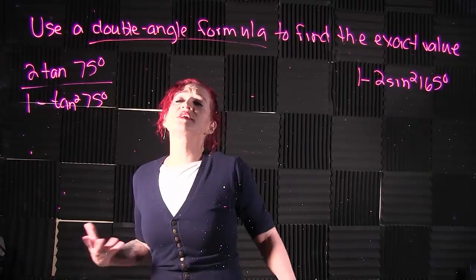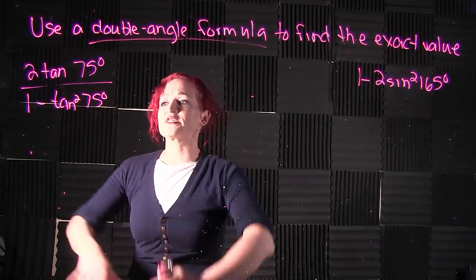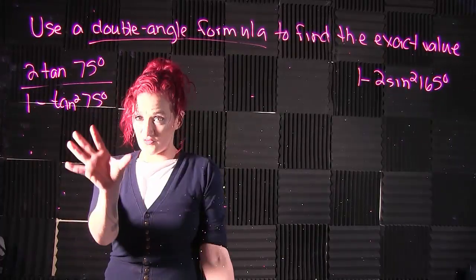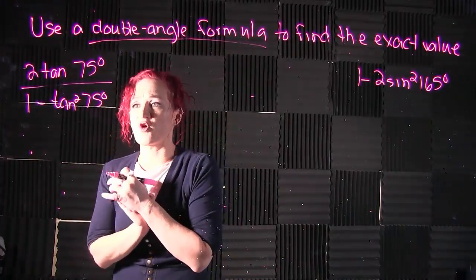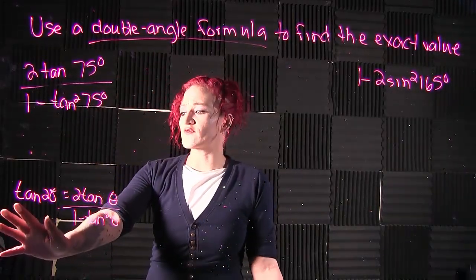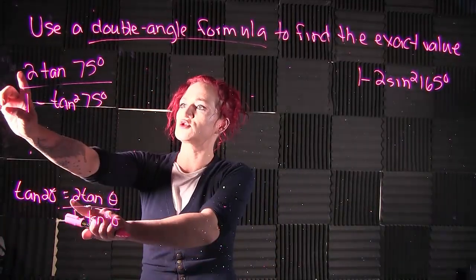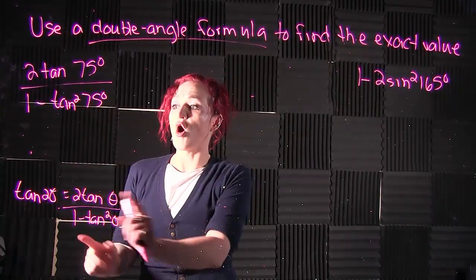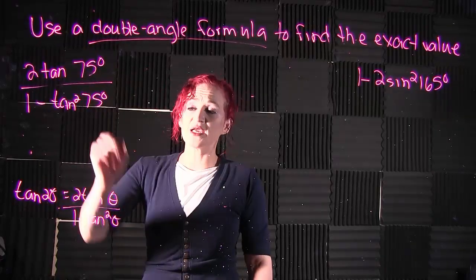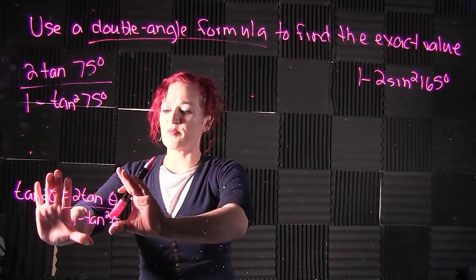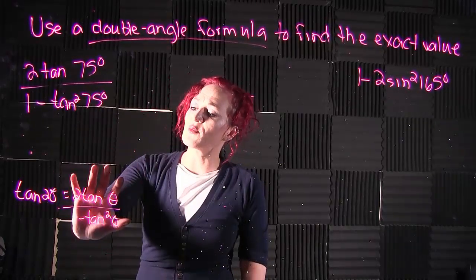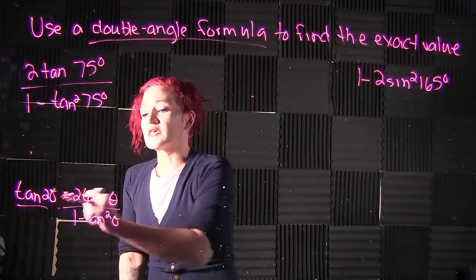The reason why they want us to use the double angle formulas is because if we take a look at what we actually have here, this is set up perfectly the way that the double angle formula for tangent is. So the double angle formula for tangent is right over here: tangent 2 theta is equal to 2 tangent theta over 1 minus tangent squared theta. So what we're given is set up perfectly to be our double angle formula, which means what we have here is equal to tangent 2 theta.